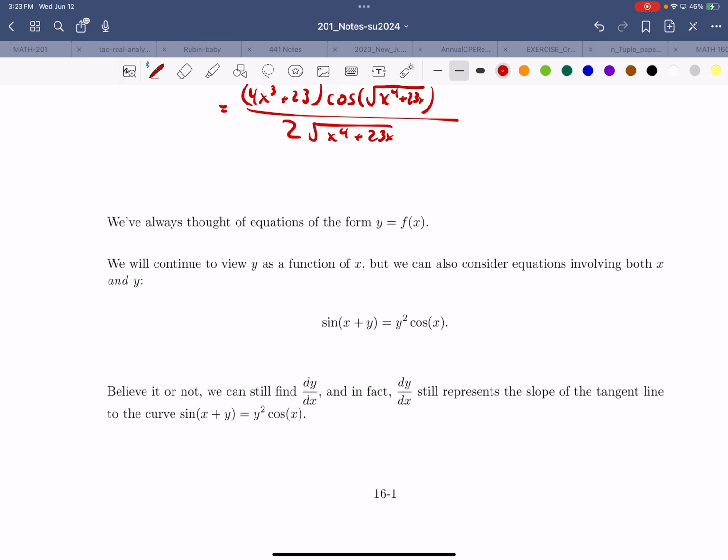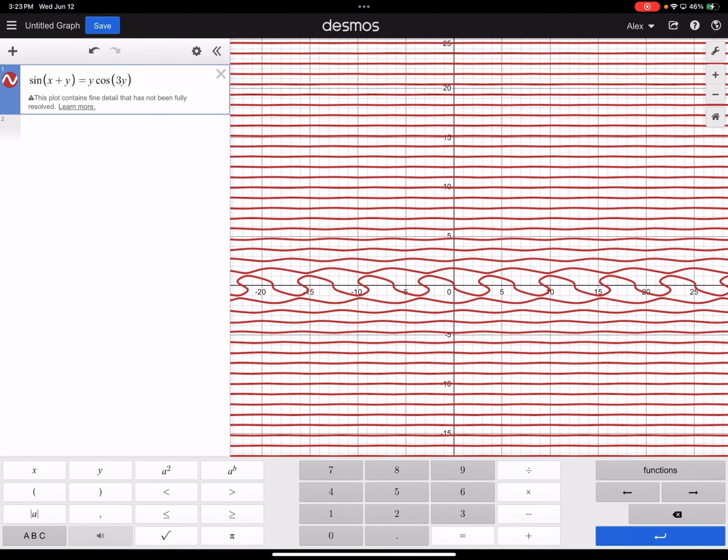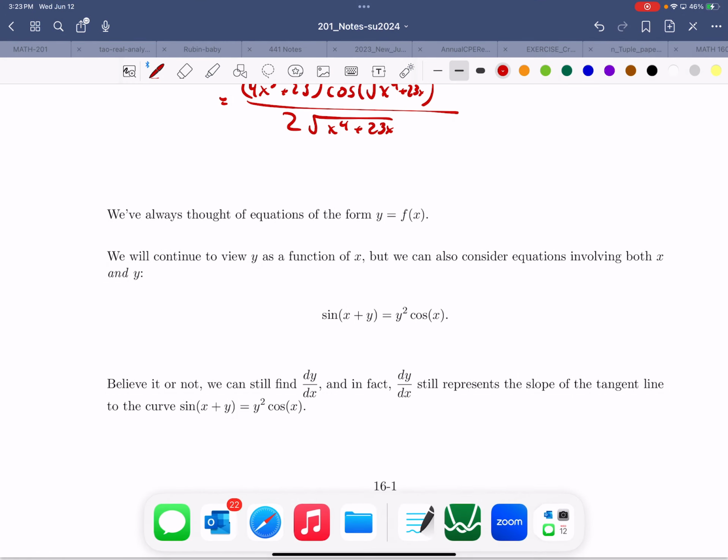Now, we've always considered functions in the form y equals f of x, right? We look at a graph, it's in the graph y equals f of x. But there are actually graphs with more complicated things going on, right? We could have something weird like sine of x plus y equals y squared cosine of x. That is a thing, right? Or is that y squared cosine x or cosine of x, right?